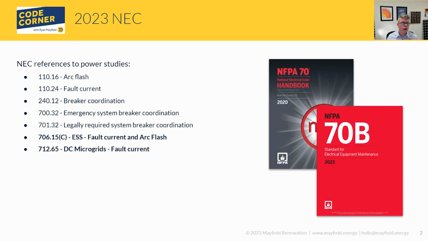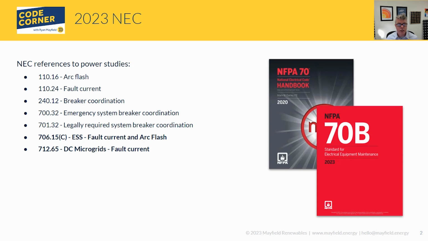First off, this is a list of the codes that talk about different power studies that are required. By no means is this an exhaustive list, but early on in 110, we have a couple of sections that talk about doing arc flash and fault current measurements, or calculations, I should say. And then we get into 240 with breaker coordination.